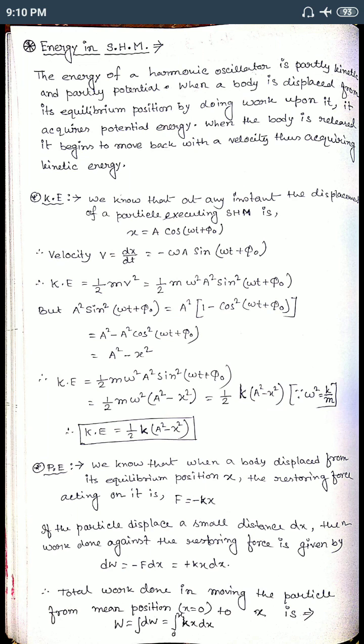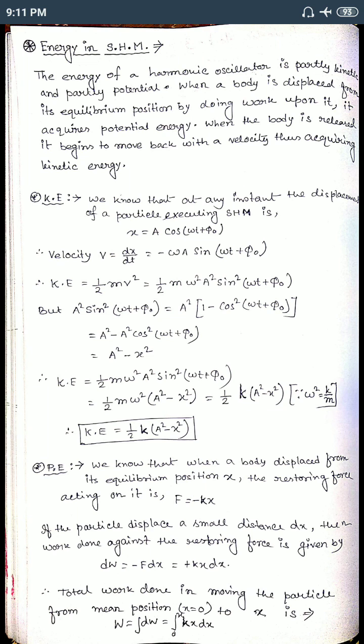Now we derive potential energy. When the object is displaced from its equilibrium position, a force acts on it which tries to return it to its initial position. That force is called the restoring force, and its expression is F equals minus k x. Why do we use the minus sign? Because the displacement and the restoring force are in opposite directions. If the object is displaced a very small distance dx, the work done against this restoring force will also be very small.